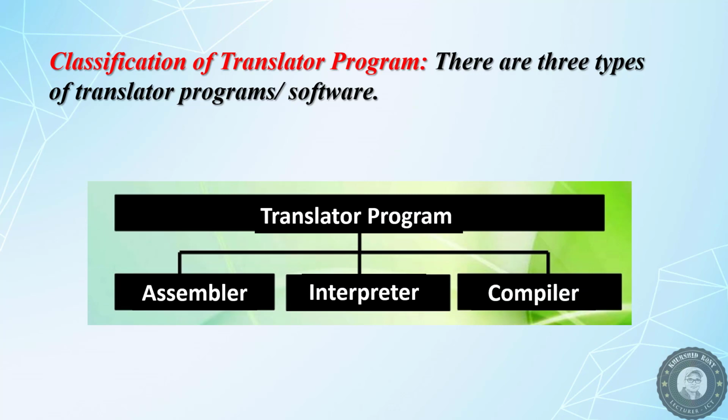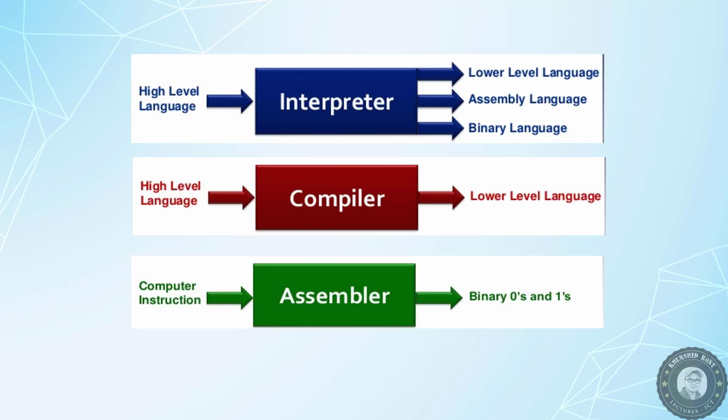Classification of translator program. There are three types of translator program or software: 1. Assembler, 2. Interpreter, and 3. Compiler. Interpreter converts high-level language into lower-level language, assembly language, and binary language, and compiler converts high-level language into lower-level language. On the other hand, assembler converts computer instructions into binary zeros and ones.